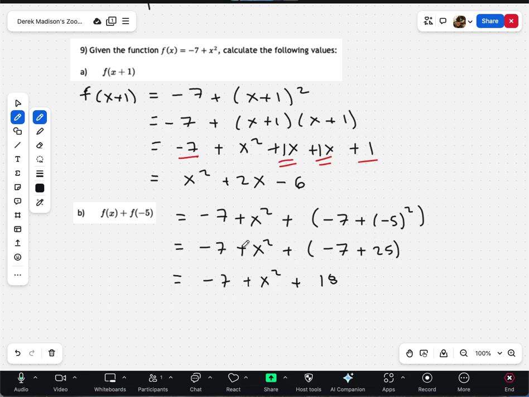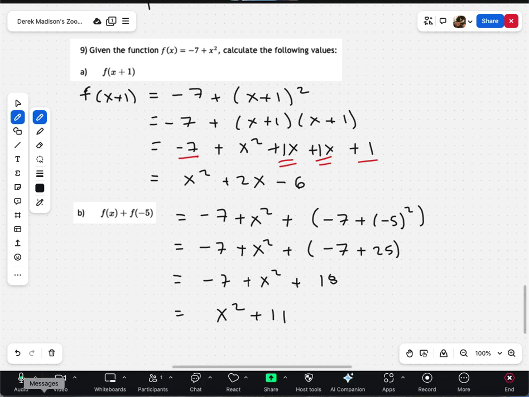No reason you couldn't do that all in the same line. If this had been a minus, these parentheses become a lot more important. If you didn't combine it all down to one thing, you'd have to be careful to get that distributed. To me, I prefer to get everything grouped up and then add or subtract all at once. So negative 7 plus 18, that's going to be 11. So let's go x squared plus 11.